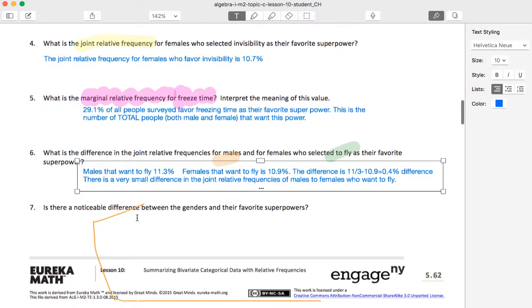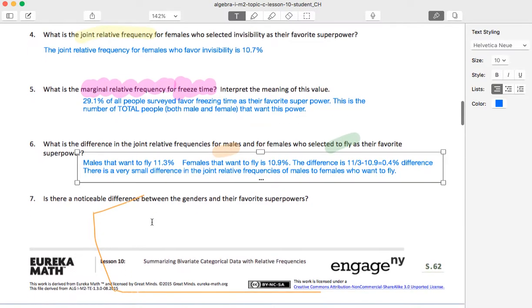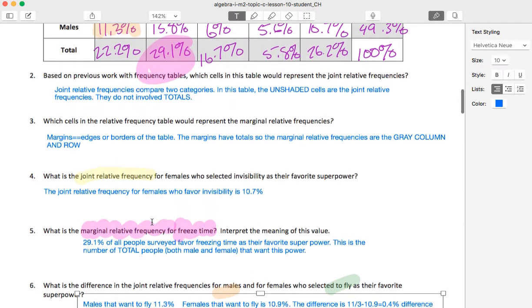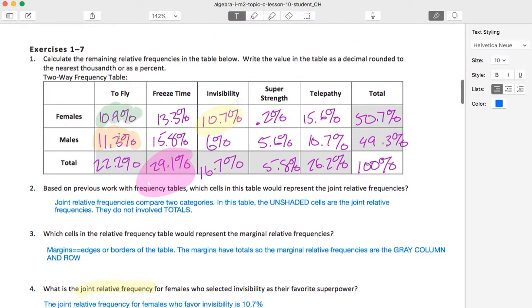All right. Is there a noticeable difference between the genders and their favorite superpowers? You're going to start with this question tomorrow, so I want you to take a look at this. Is there a difference between males and females in each superpower? Which ones have a big difference? Which ones do not have a big difference? We're going to start with that tomorrow. Okay.